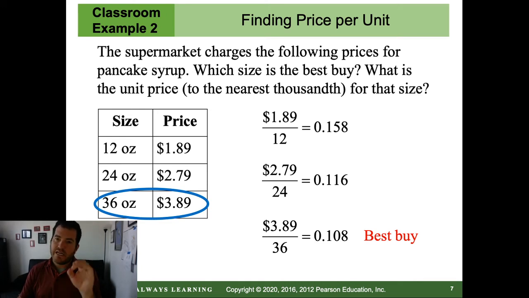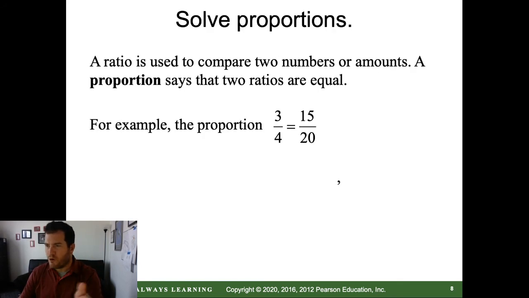Remember, unit price is going to be compared to 1. And that's the easiest way to do it. Because those numbers are different, you can't really compare them to each other. You have to get them all down to the same amount, so that way you can really take a look at what you're comparing. Okay, so what is a proportion?